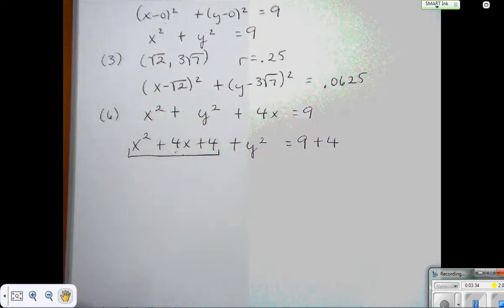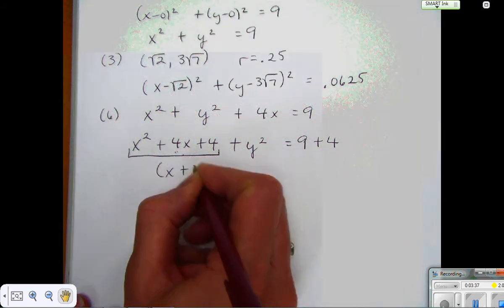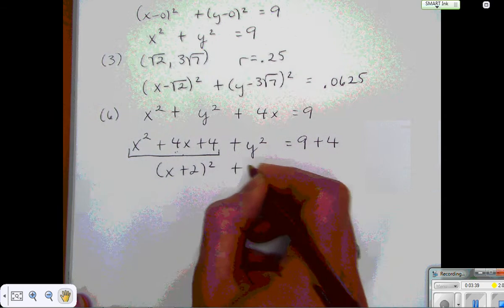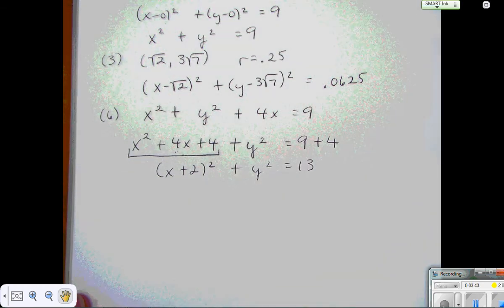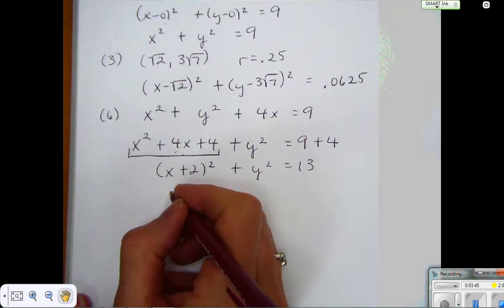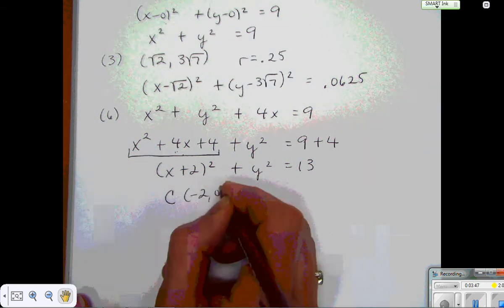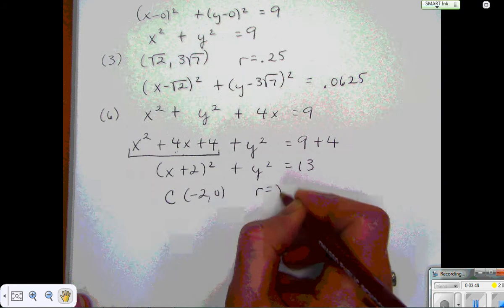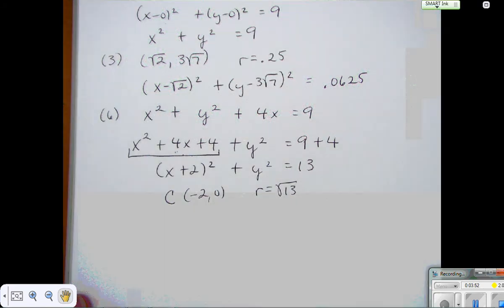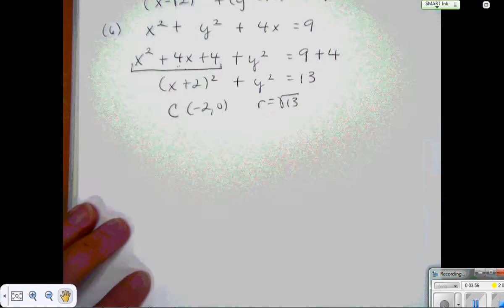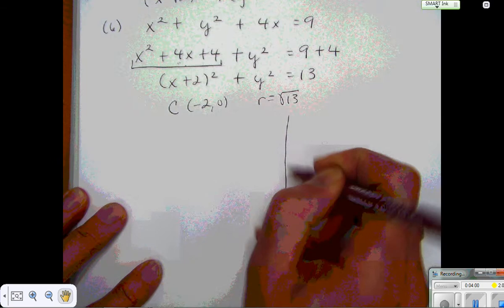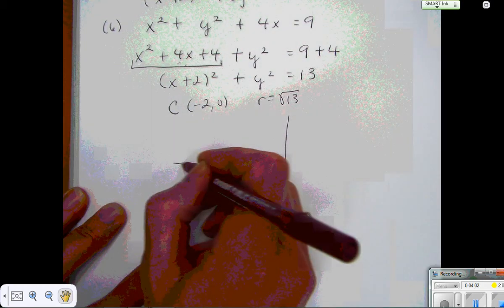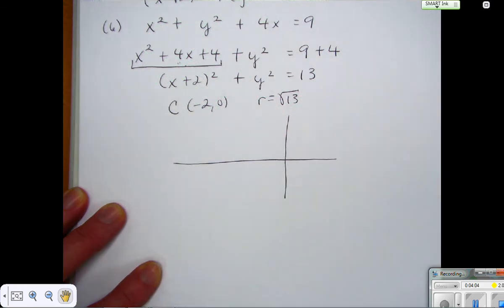Okay, so now I can factor this trinomial. It's going to be (x plus 2) squared plus y squared equals 13. Okay, so your center is (-2, 0), and the radius is the square root of 13. And we'll change that to a decimal for graphing purposes, but that's your center and radius. So since my center is at (-2, 0), I'm going to make this x-axis on the left side a little bit longer.